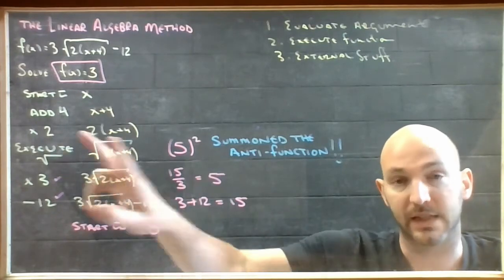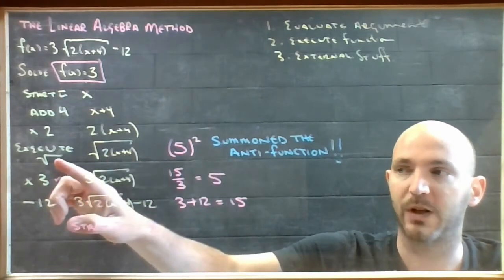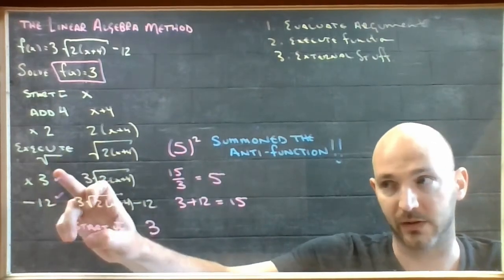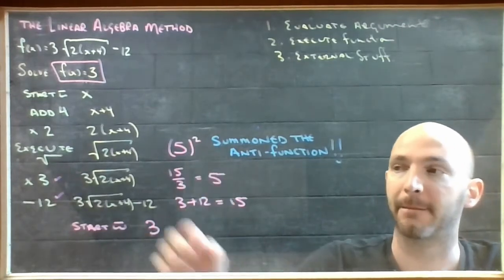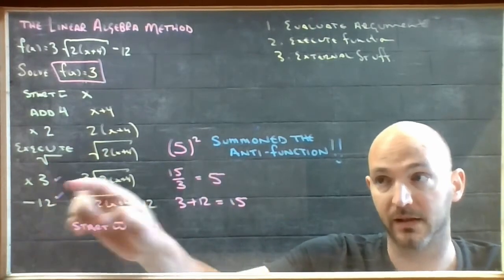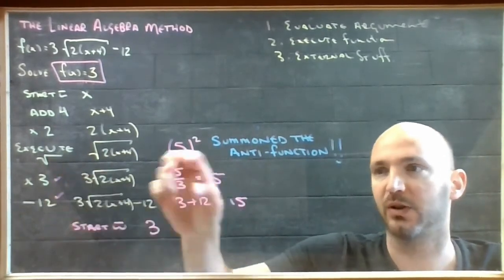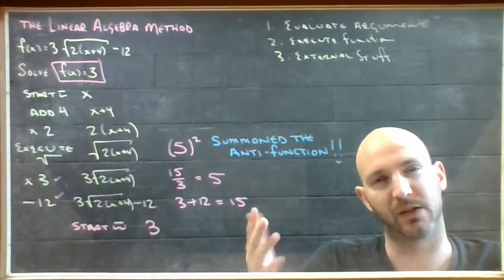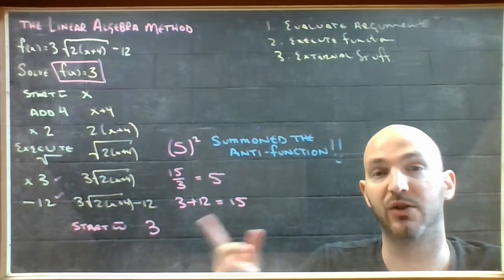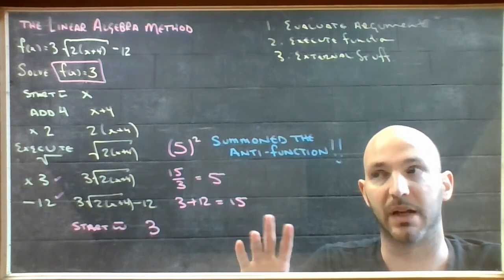So when you get to this step in the problem, when you have to undo the radical, you need to summon its antifunction pair, which is squaring. If this thing had been square, then you would pull a square root here. If this was cube, you would use cube root. If this is cube root, this would be cubed. So every function has a way of undoing some other function. So you're going to need to make a list of those things.